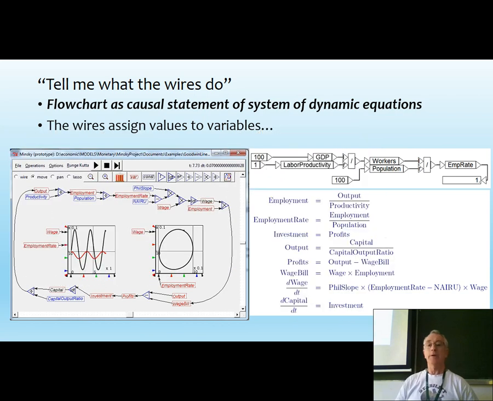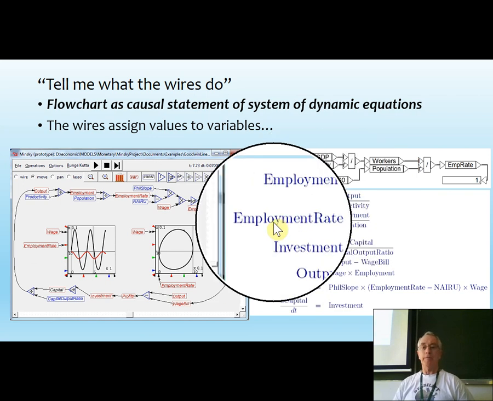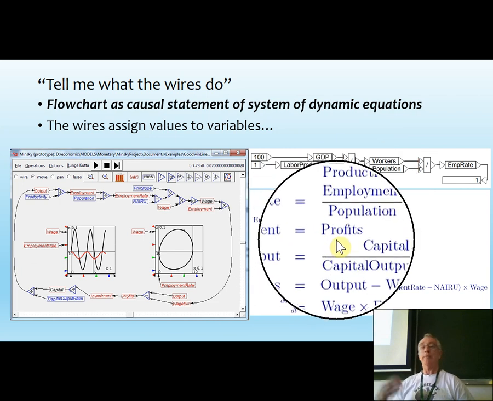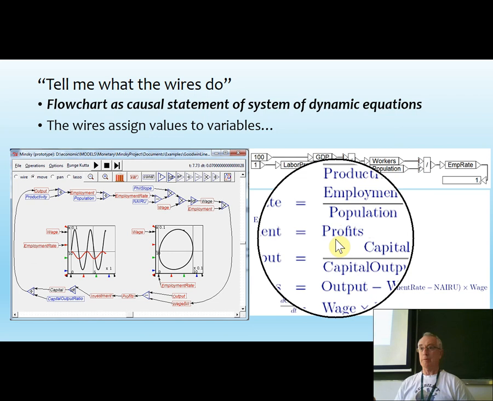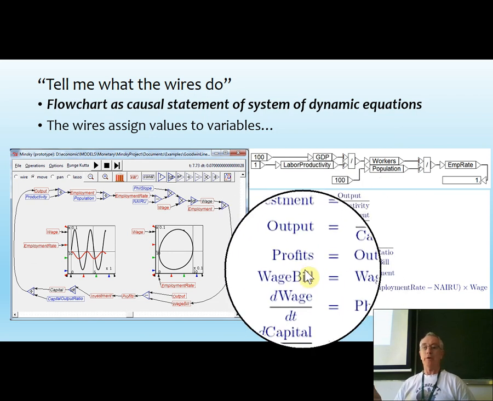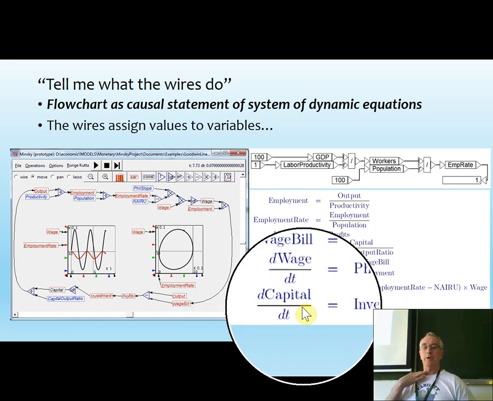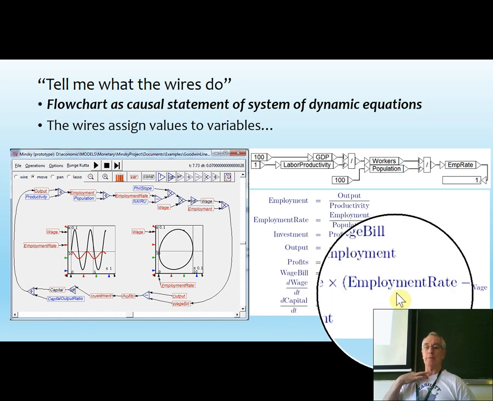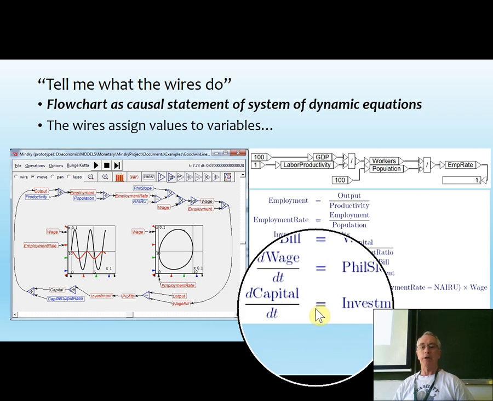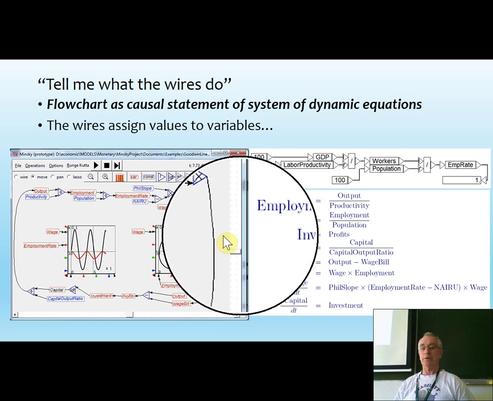Now, offhand, you've got here employment is equal to output divided by productivity. The employment rate is employment divided by population. Investment is equal to profits. And this is the simple Goodwin model that all investments, all profits are invested. Output is capital divided by capital output ratio. Profits is output minus wages. The wage bill is the wage rate times employment. The rate of change of wages is a Phillips curve times a gap between the employment rate and NAIRU. And the rate of change of capital is indicative of investment. So that's done as a set of equations.